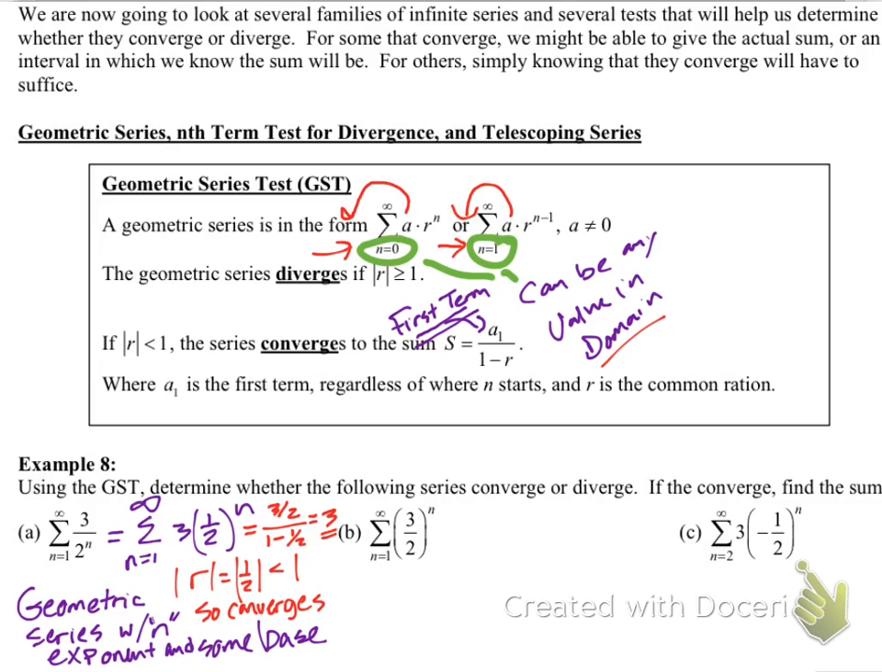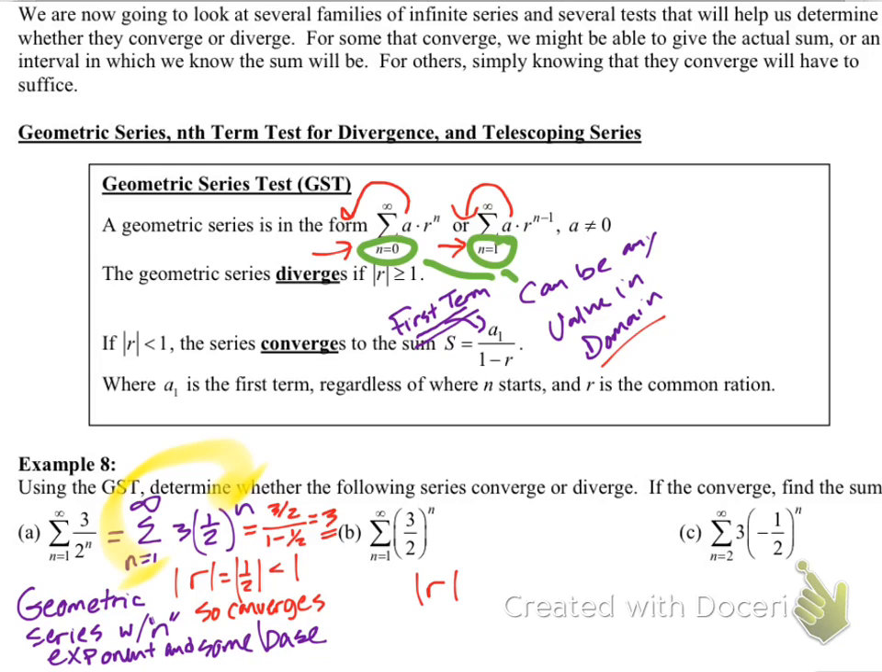And it converges to the first term, and that first term comes from plugging in 1 in for n and then evaluating, which is 3/2, over 1 minus the ratio, which is 1/2. So it's 3/2 divided by 1/2. I'm multiplying by 2, and I cancel the 2's, and I get 3. And that's what we got before numerically. This is just the reaffirmation of that.